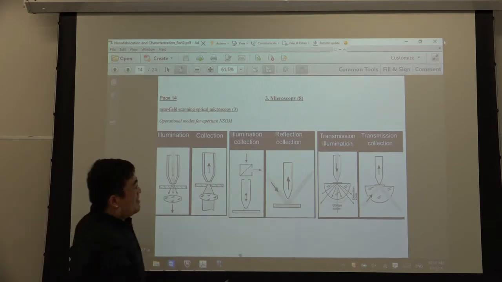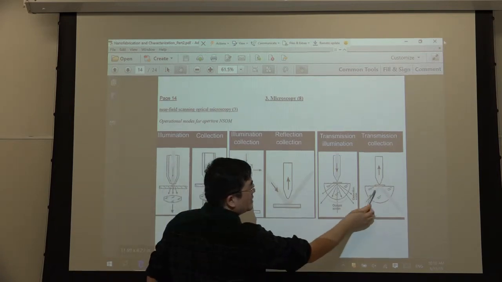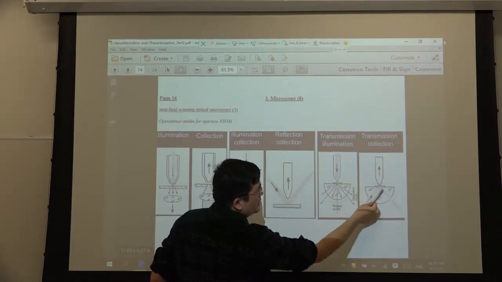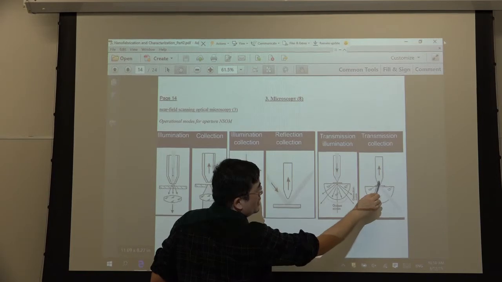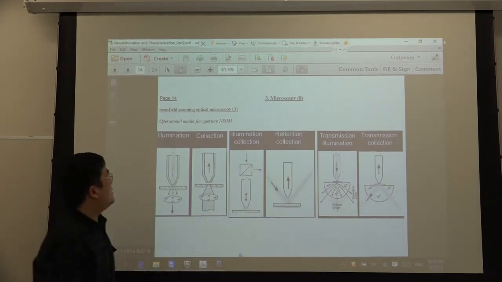Okay, maybe a different mode, because this is transmission collection. This light transmits through the sample and they collect it, or transmission illumination. A different mode in aperture setups.